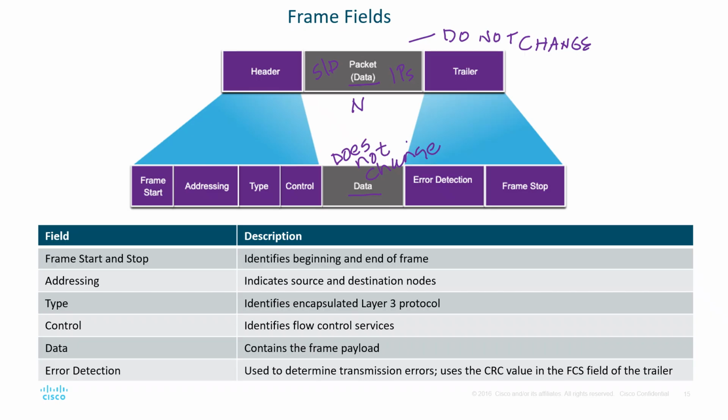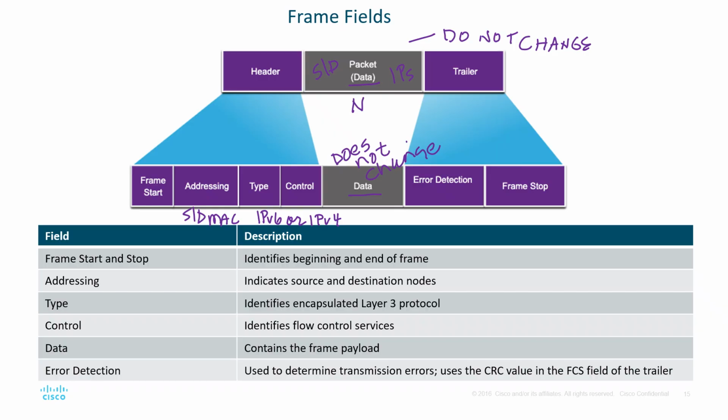Now, when we talked about that frame start and stop, okay? Here's my frame start. It's going to be a series of 8 bits that will identify that. My addressing is going to be my source and destination MAC. My type identifies my encapsulated layer 3 protocol. What's my layer 3 protocol? IP. So type is going to be either IPv6 or IPv4.